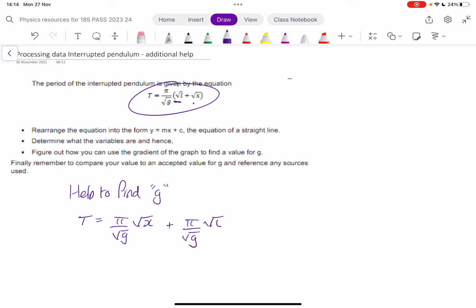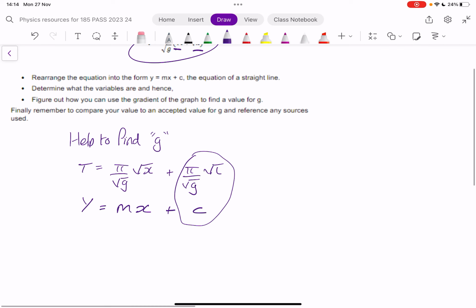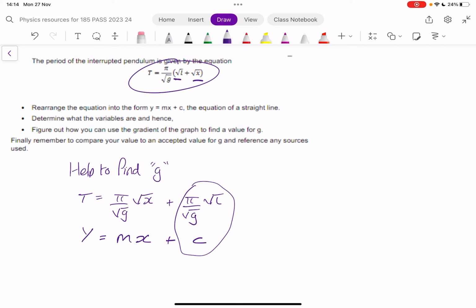Now I've just rewritten those two terms the other way around because it's going to match a little bit better when I want to put this in the form y equals mx plus c. I know that L is a constant, so that's going to become my y-intercept, but I don't really care about that. I'm not going to use it. I could get that to find G, but I'm not going to go down that path because it's a bit of an extrapolation. It's not a very accurate way of doing it. What's a better way is to identify my x and y axes.